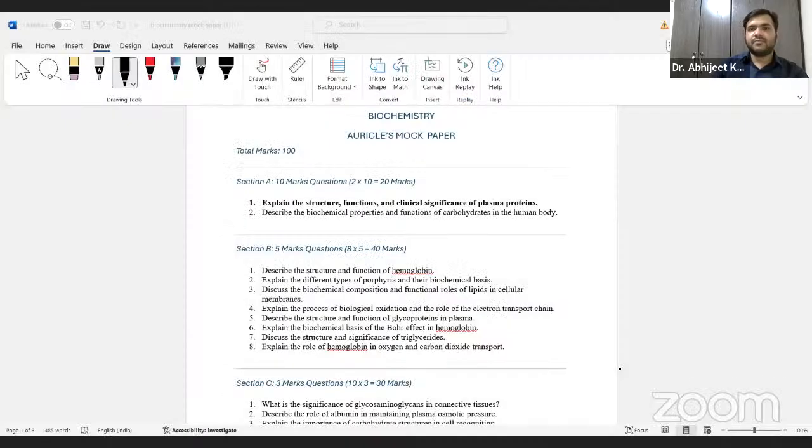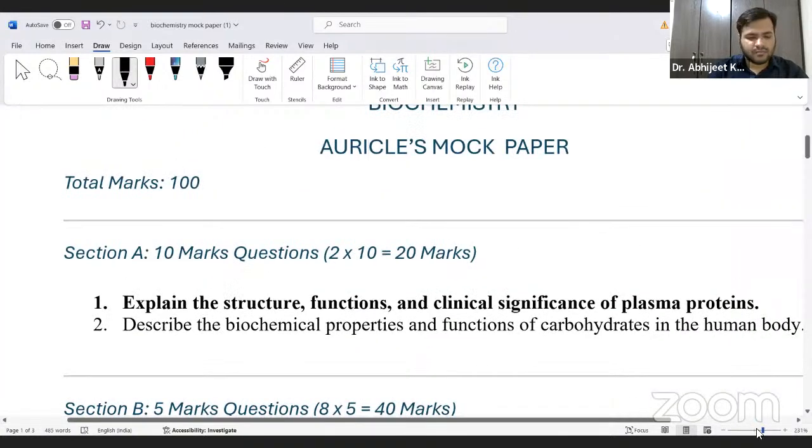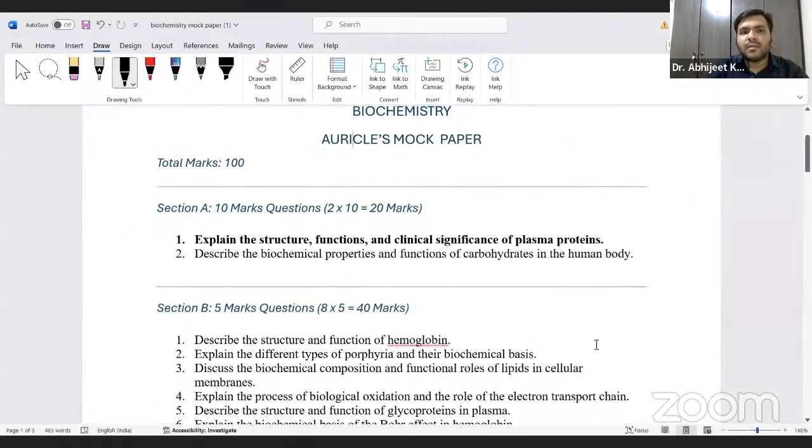Now, guys, let us try to discuss questions from... Okay, let me open this. Yes. So we have discussed the first question, guys, right? The structure and the function of this. Yes, we have already discussed this. The first question: explain the structure and the functions of these plasma proteins.